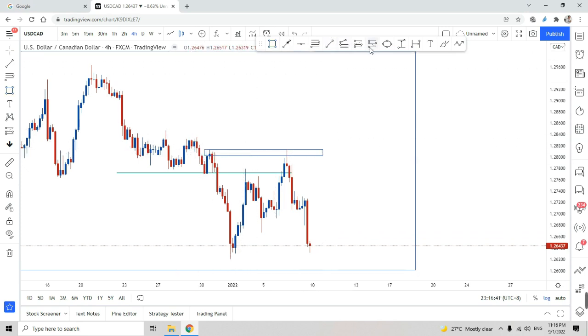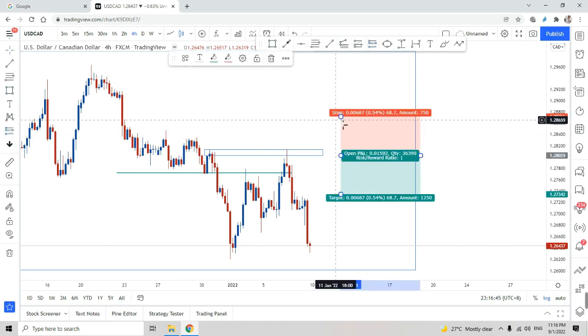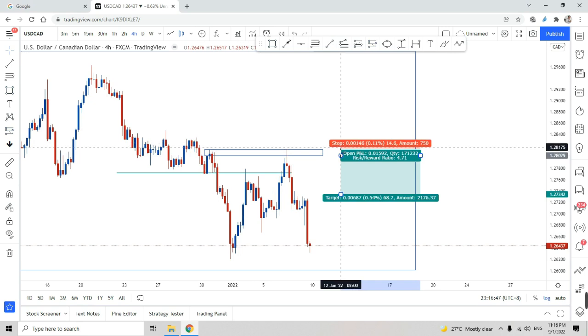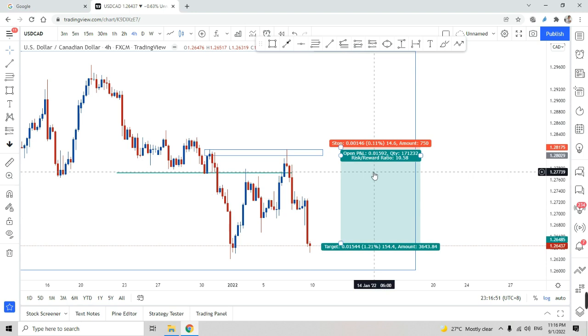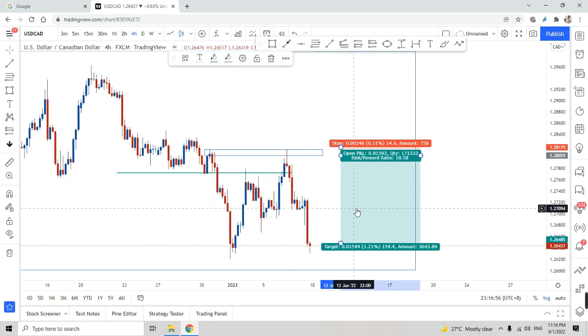So this is actually quite a nice catch if you know how to trade it. So let's assume it's something like that. Your take profit is 1 to 10, 1 to 11 around. So this is a nice trade.